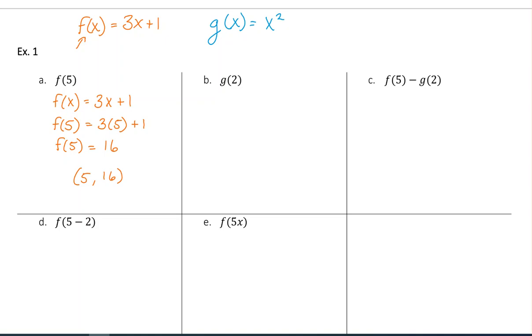Moving on to the next one. Now we're working with g of x. So what is g of 2? First of all, write the equation that you're using. g of 2 is equal to x squared. I'm going to plug that in, substitute it in.